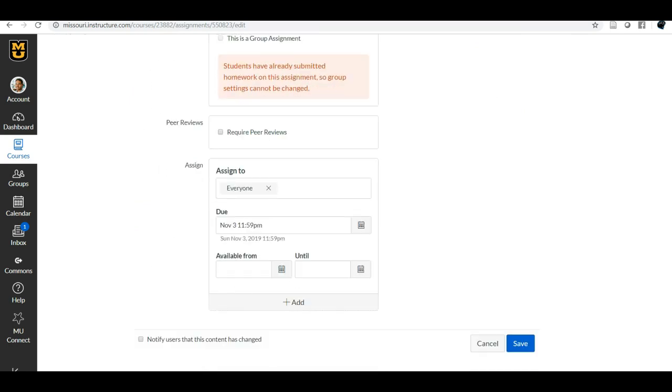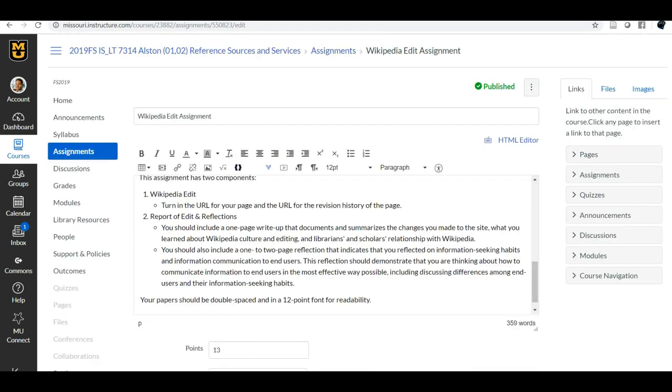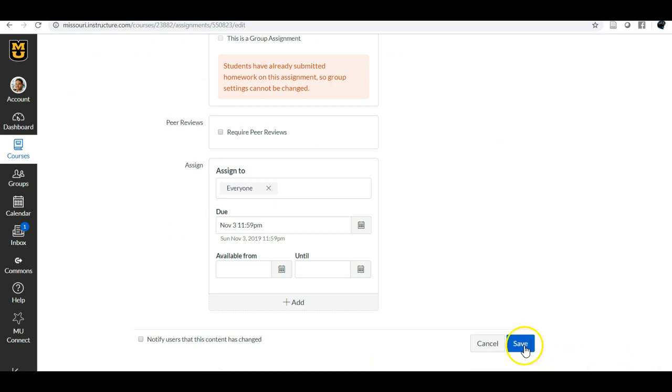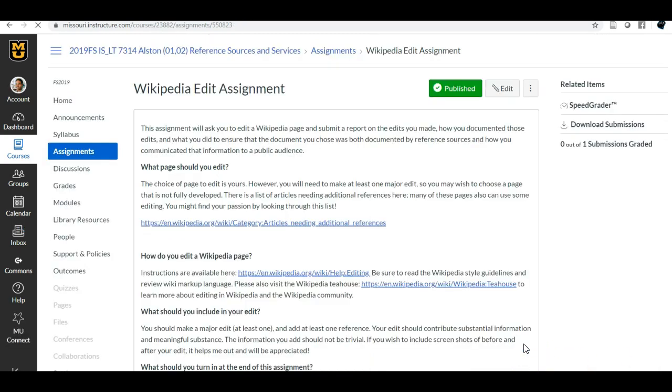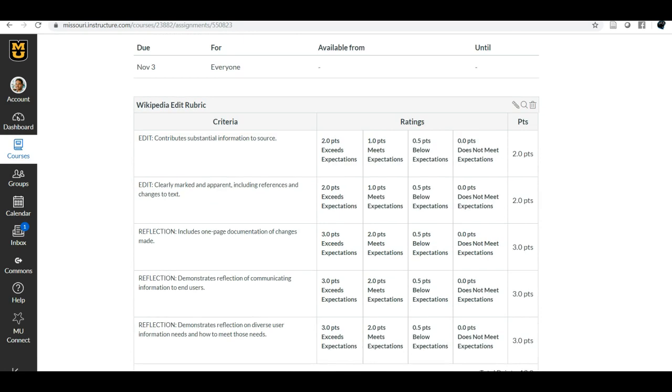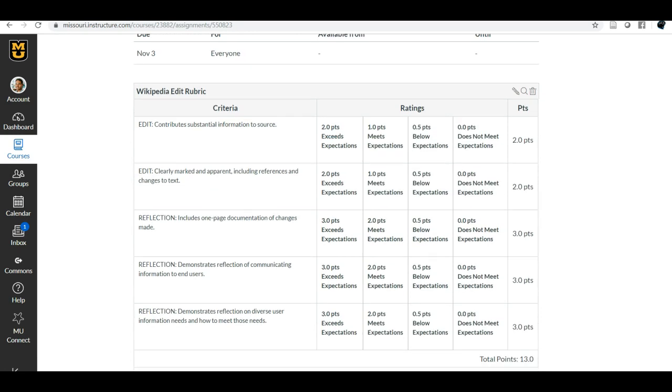Okay, some of this other stuff here. Let's see. Oh yeah, I've got to save that. Just trying to get back to my rubric. And there it is. So here are the things that you are going to be graded on.